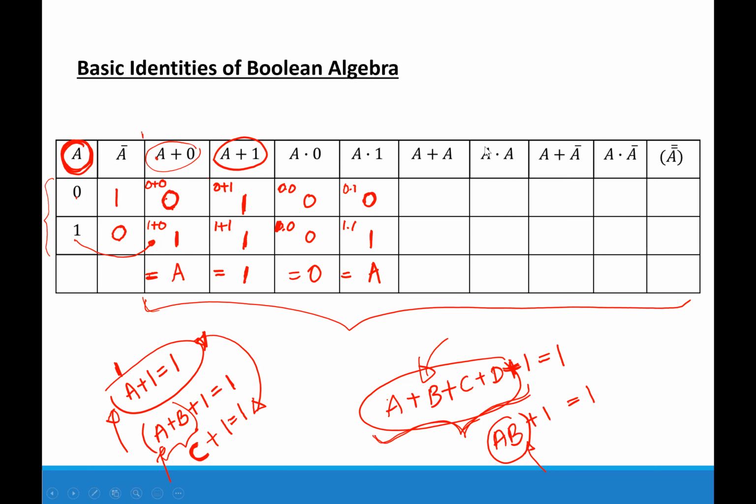Okay, next one. A plus A. 0 plus 0, it's equal to 0. 0 plus 1 is 1, 1 plus 1 is 1. Okay, can you see the answer? Again, that's equal to A. Okay, if we add A and A, the same variable, the final answer again is equal to A.